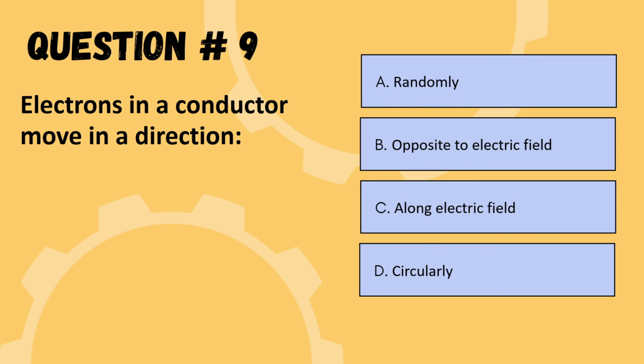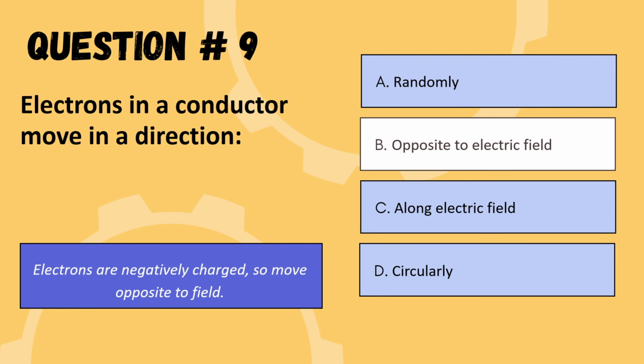Next question is: electrons in a conductor move in a direction. Options are randomly, opposite to electric field, along electric field or circularly. So the correct option is option B, opposite to the electric field. So we are moving to the next question.